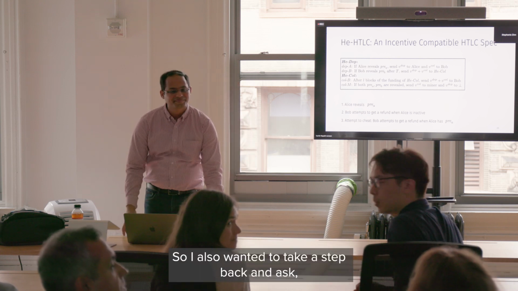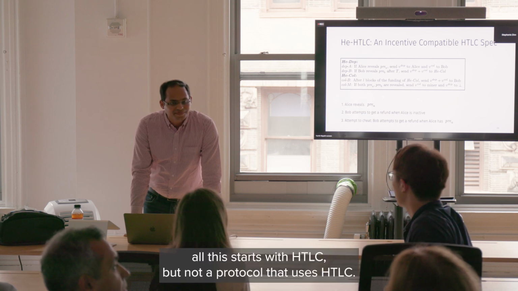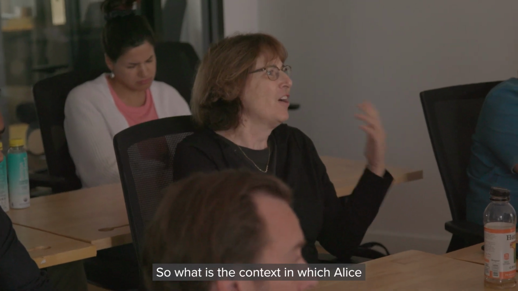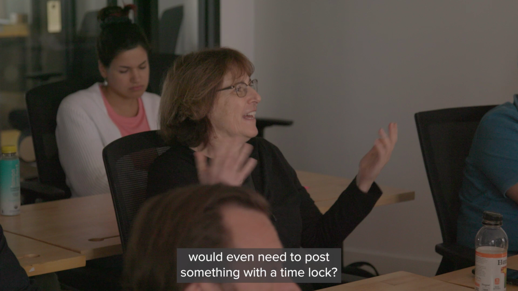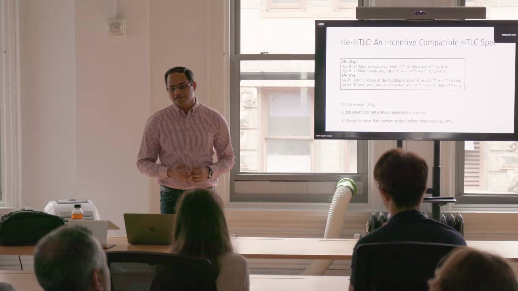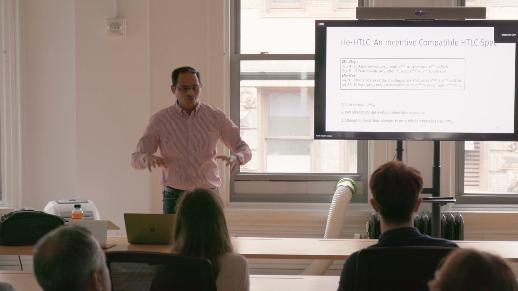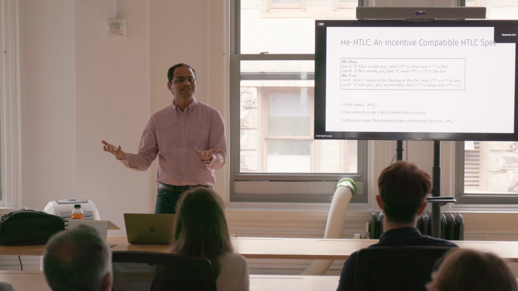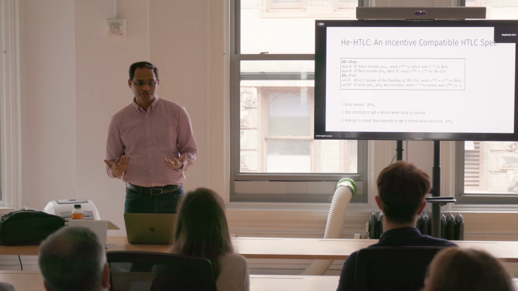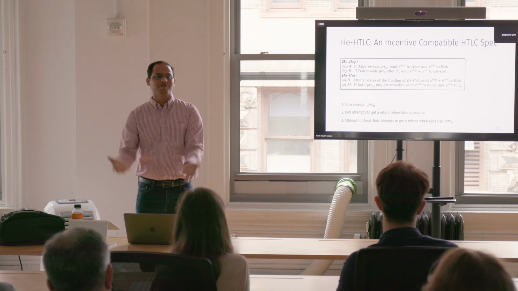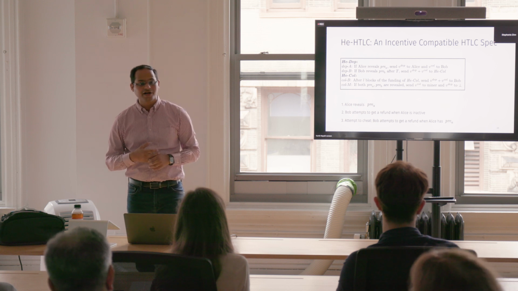So I also wanted to take a step back and ask, all of this starts with HTLC, but not a protocol that uses HTLC. So what is the context in which Alice would even need to post something with a time lock? Is it part of Lightning? It can be Lightning, or atomic swaps. That is exactly the question that we're looking at right now: to see what happens when HTLC is used at higher layers. Over there, you're composing many HTLCs as well, and there are some external incentives that may come into the picture, for example from layer 1, and we are trying to understand whether everything holds water when you actually use it at the higher layer.